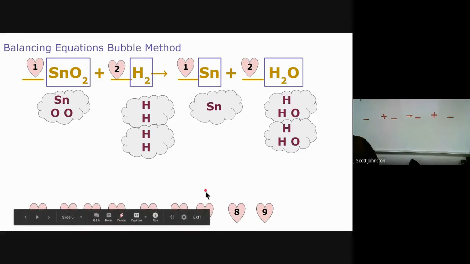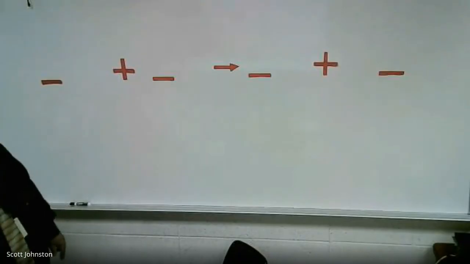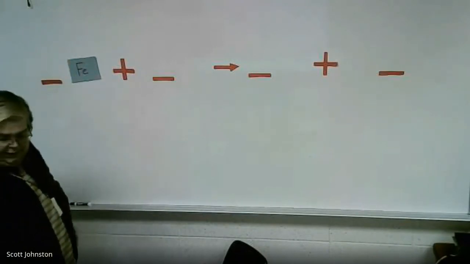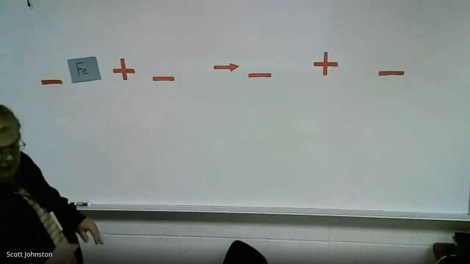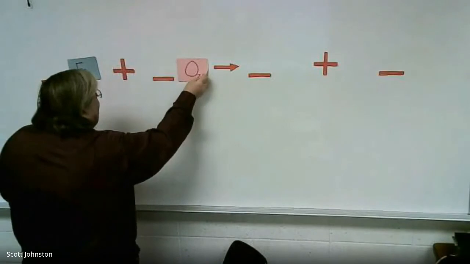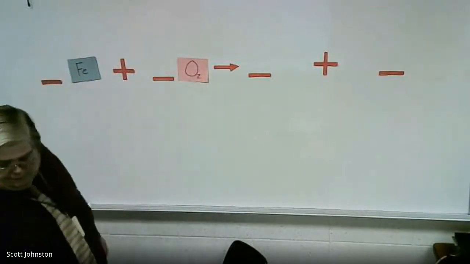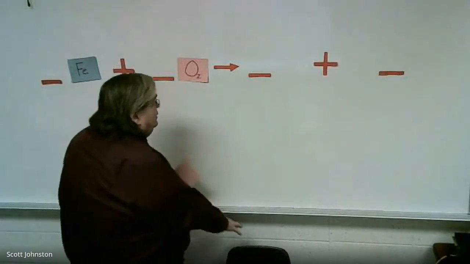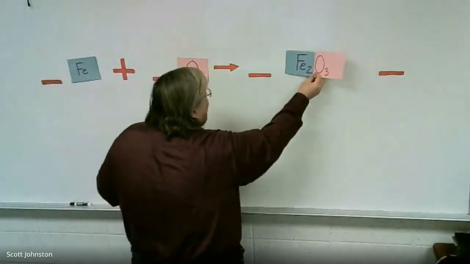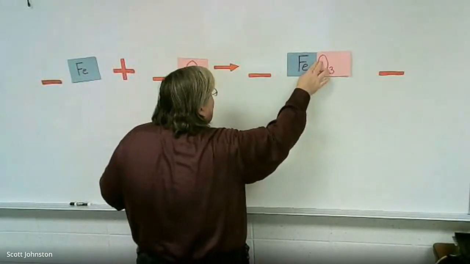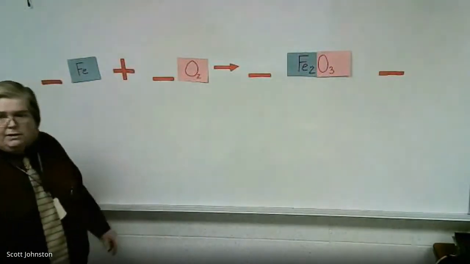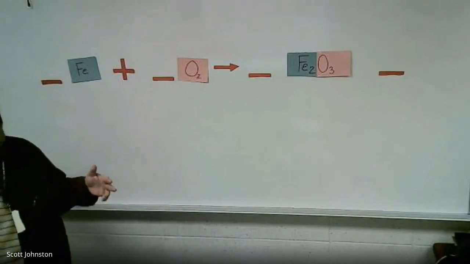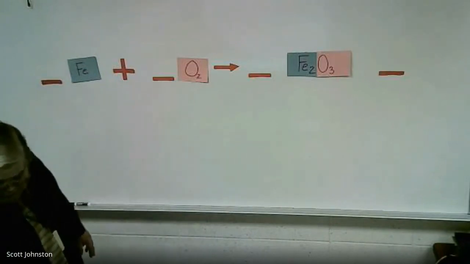So let's try one on the board. So I can come up here and I can put an iron in here. I can come here and I can put an O2 right here. And then I can come over here on this side and I can put the product, which is Fe2O3, iron oxide.